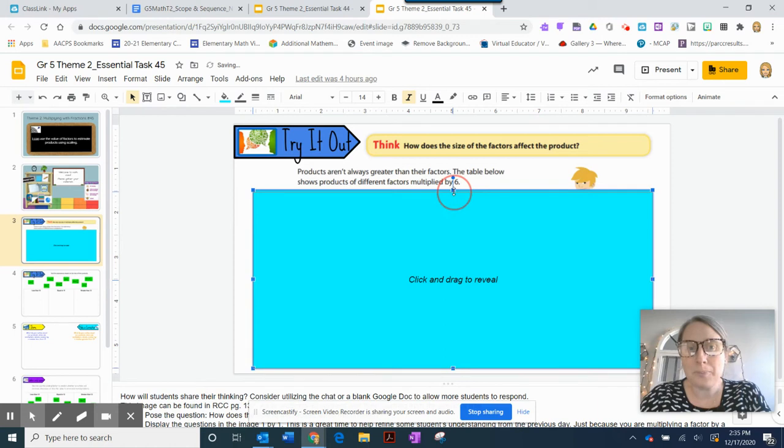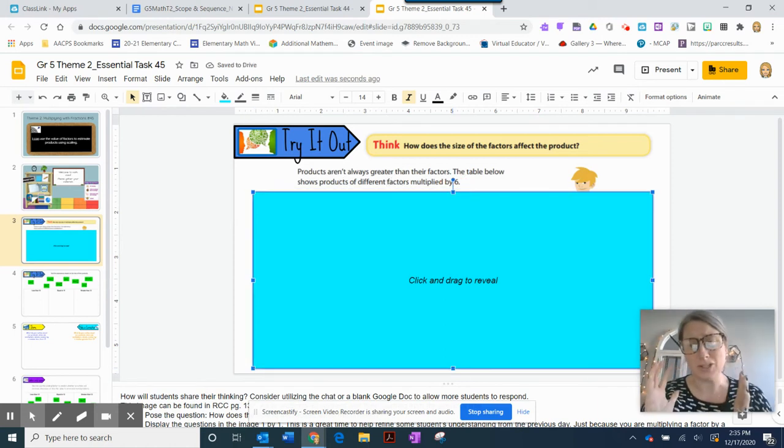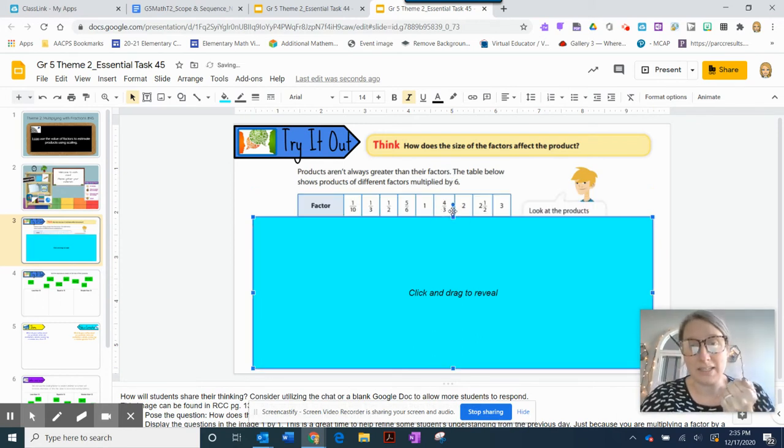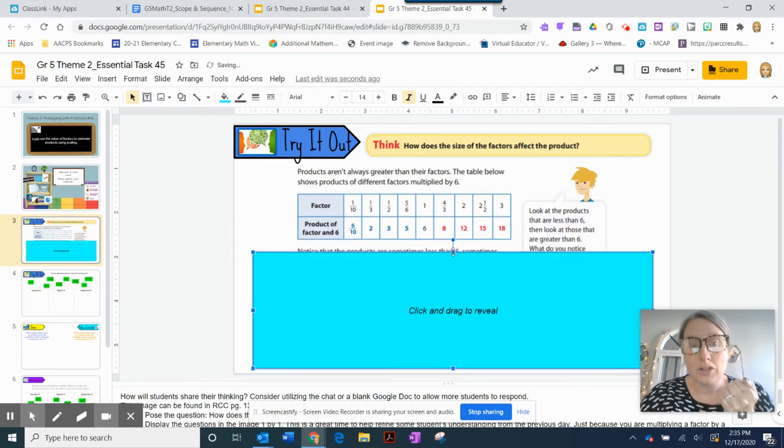So thinking about this big rule that students have either been taught or thought of on their own, that our products are always going to be greater than our factors. And now we know in 5th grade that's not always the case. So we're going to be looking at products when we multiply by different factors of 6. We are going to look at this table. Here's our factor. Here's our product of 6. And we're going to ask some questions to our students.